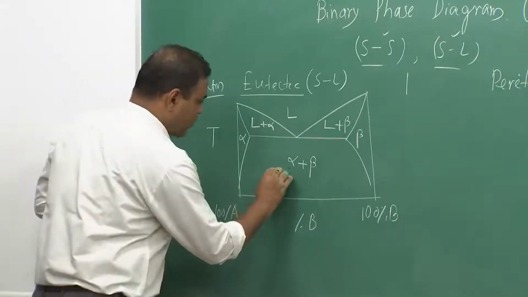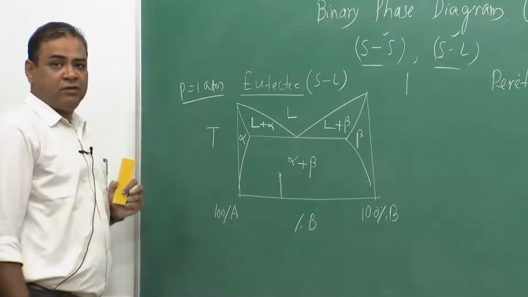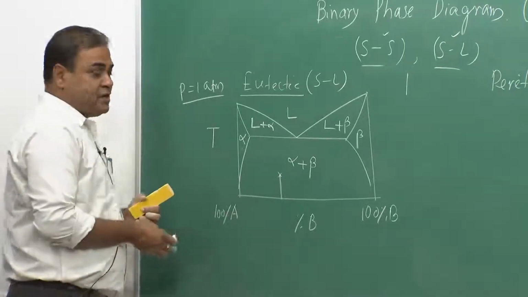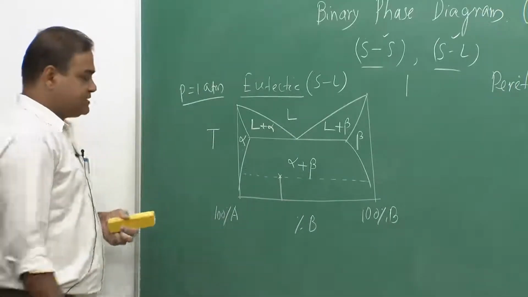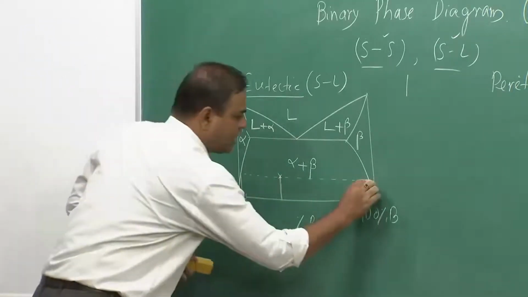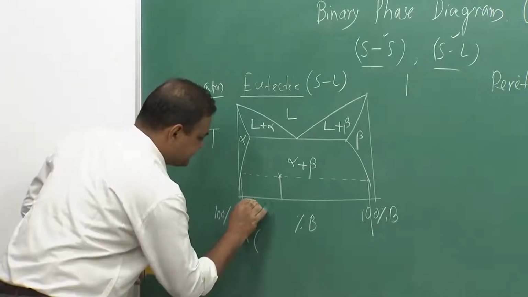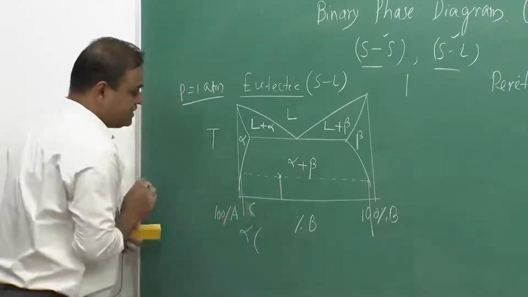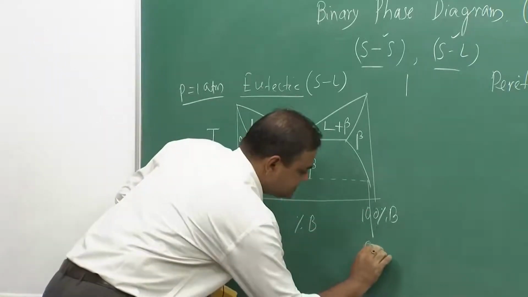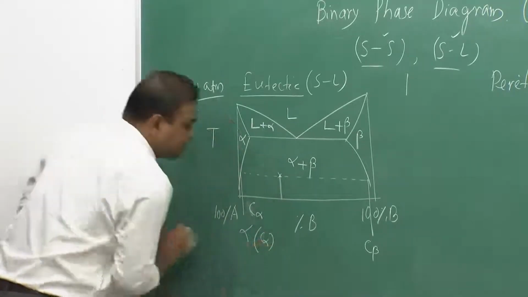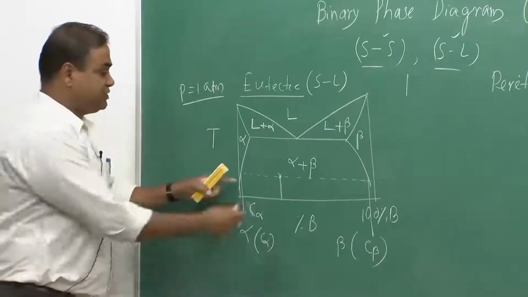Now, let us say if I talk about this particular point, it does not remain at this composition. Okay. It does not mean that the composition would be here. Rather, it would be distributed into two segments. One is the composition this and this. So, they will form alpha of composition, let us say this composition is C and C alpha, okay, and this particular composition, let us say C beta. So, this is alpha of C alpha composition and beta of C beta composition. They will be distributed between two different phases.